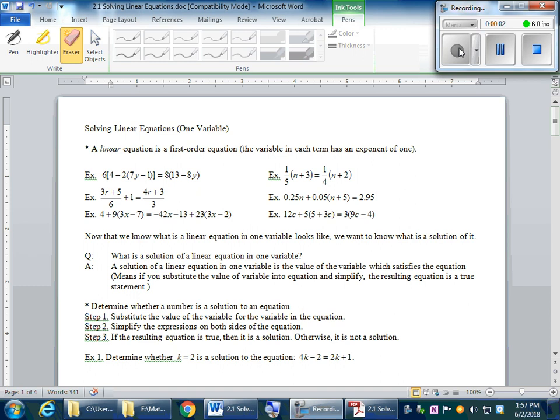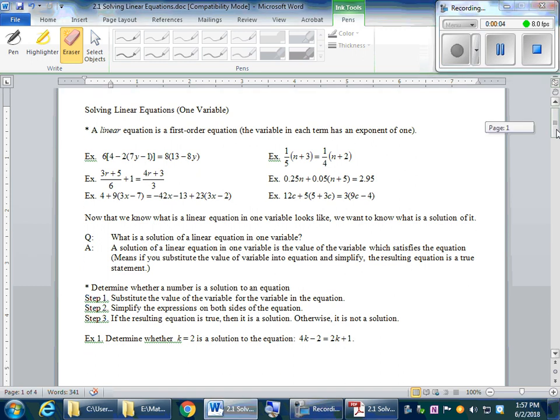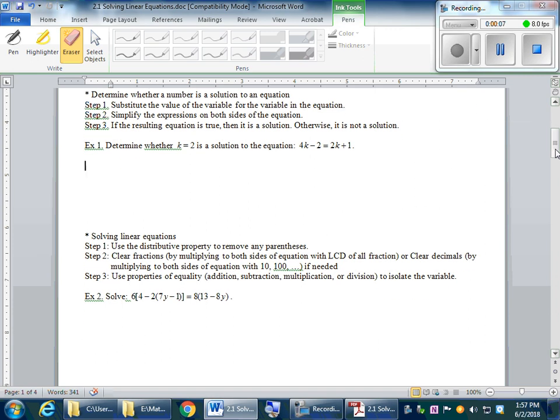2.1. Solving linear equations. Example 1. How do we determine if k equal to 2 is the solution of an equation?